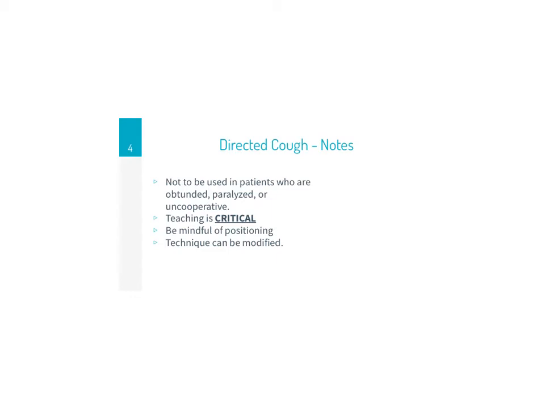If they're obtunded, they can't even understand what you're saying, so they're not going to follow directions. If they're paralyzed, they may have a weaker diaphragm, and we'll get into some better therapies in a little bit that they can do to help remove those secretions. If they're uncooperative and they're just screaming at you, you're wasting your breath. You can try and explain to them the importance of not having those secretions in their lungs.